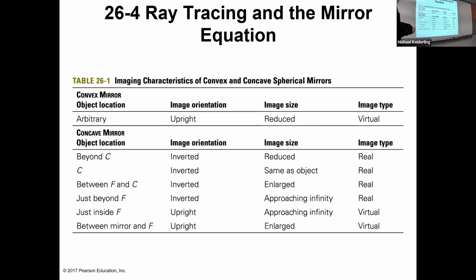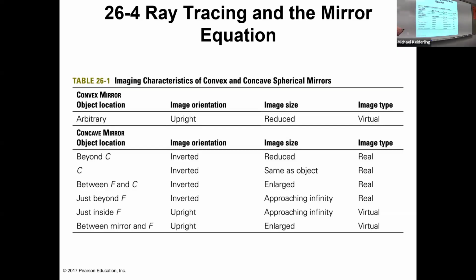So for a convex mirror, for any location, the image will be upright, the image size will be reduced, the image type will be virtual. For a concave mirror, if you're beyond the center of curvature, the image will be inverted, the image size will be reduced, the image type will be real. If you're at the center of curvature, the image will be inverted, the image size will be the same as the object, and the image type will be real.